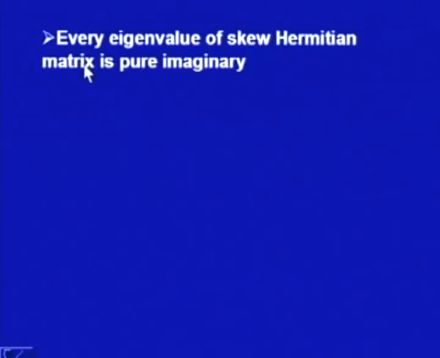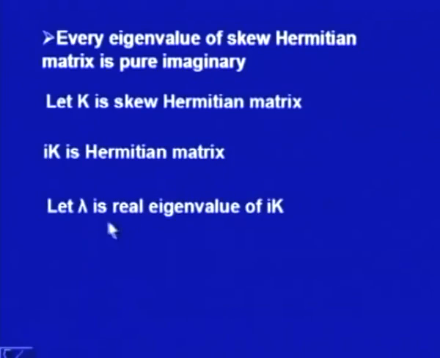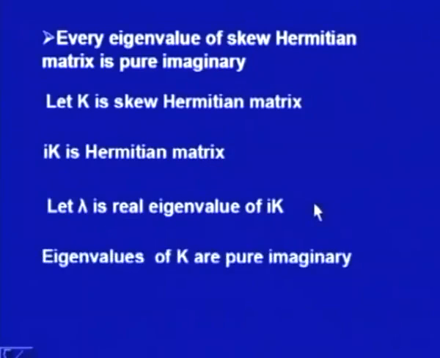Then every eigenvalue of a skew Hermitian matrix is pure imaginary. We have proved a result related to Hermitian matrix, and we found that a Hermitian matrix has real eigenvalues, but if the matrix happens to be skew Hermitian, then its eigenvalues will be pure imaginary. So to prove this, let K be a skew Hermitian matrix, then iK is a Hermitian matrix. Let lambda be an eigenvalue of the Hermitian matrix, that is lambda is a real eigenvalue of iK, then eigenvalues of K are pure imaginary.